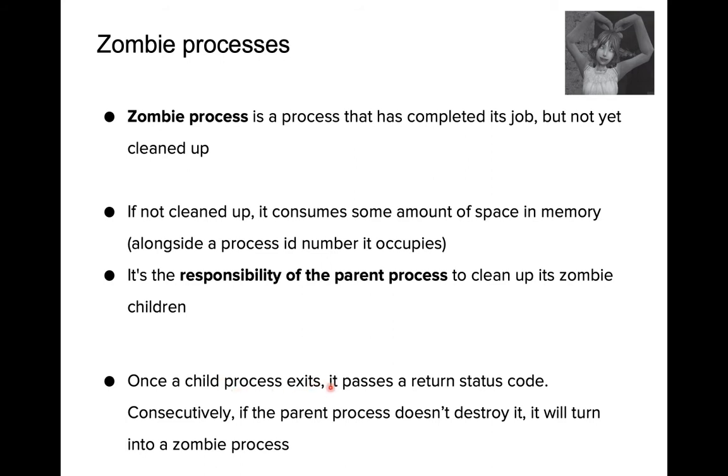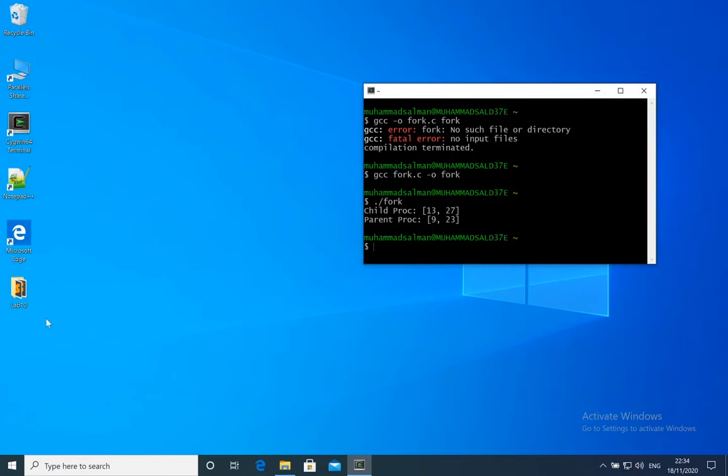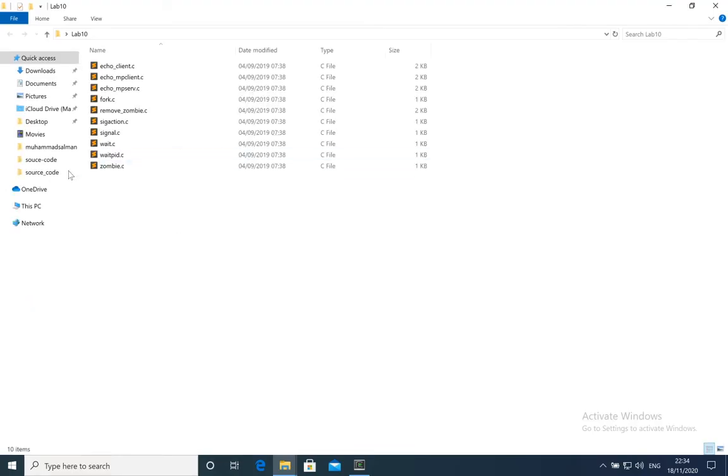Once the child process exits, it passes a return status code. If the parent process doesn't destroy it, it will turn into a zombie process. So how do we create a zombie process? Let's create a zombie process, which means that we are going to create some process and I don't care about it. I'm just creating it. I'm not killing it. So once the zombie process is started, it will just keep running. It will become a zombie for me. So I can take another example for the zombie.